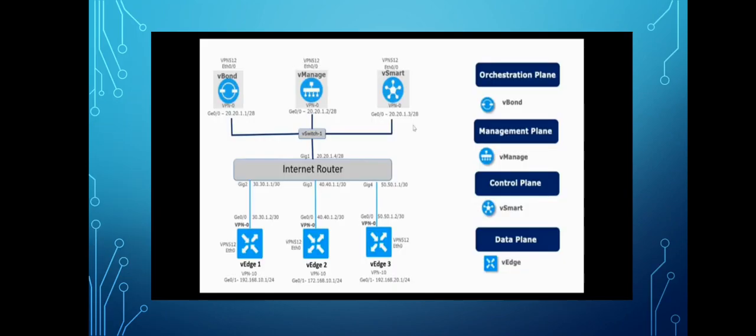It is comprised of four basic planes: orchestration plane, management plane, control plane, and data plane. Orchestration is nothing but one point authentication. It takes care of one point authentication. Management takes care of managing the vEdges as well as vSmarts. The control plane takes care of vEdges; it will be controlling, as the name suggests. And the data plane is nothing but the access switches like vEdges.